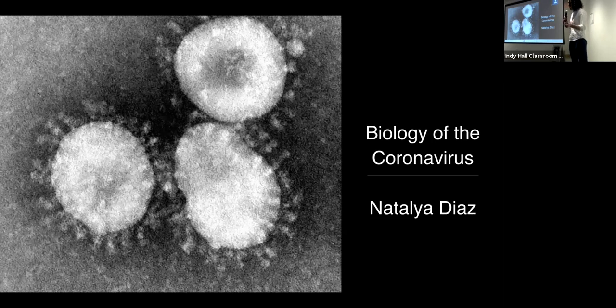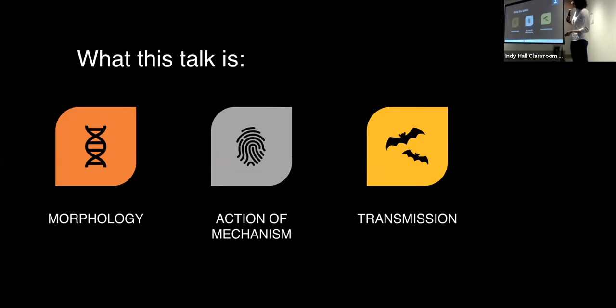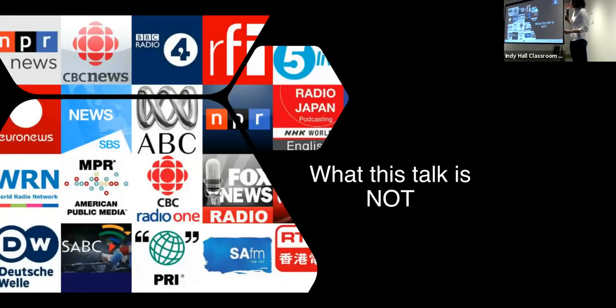Next slide. In this talk, I'm going to talk a little bit about the morphology of it, what makes it a unique virus, its mechanism of action, and its transmission from bats to humans via a reservoir species. Next one. What this talk is not is all the stuff that's coming on the news cycle, because a lot of it is very biased. Everything on my slides has been peer-reviewed, and there's nothing sensationalist.